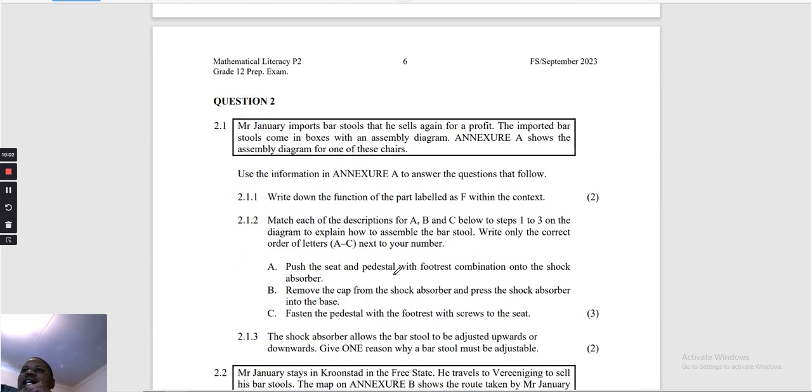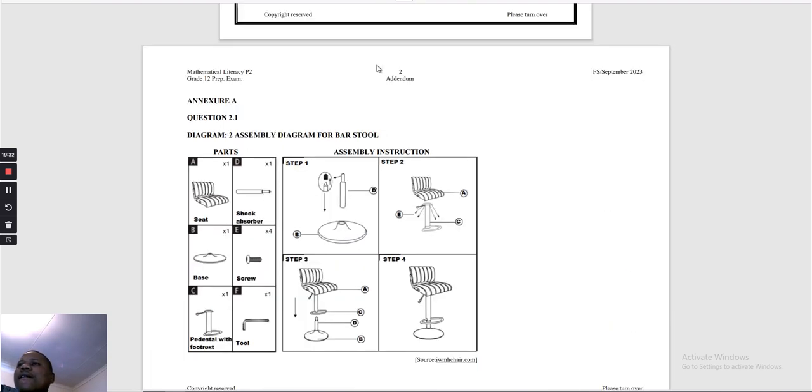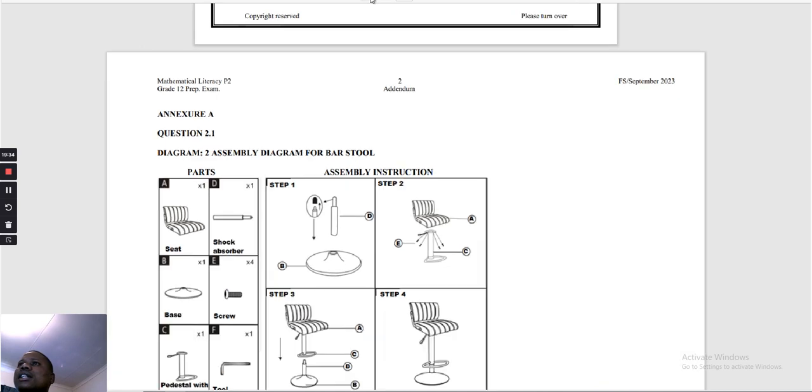They say Mr. January imports a bar stool that he sells again for a profit. The imported bar stool comes in a box with an assembling diagram. Annexure A shows the assembling diagram for one of those chairs. Use the information in Annexure A to answer the questions that follow. Okay. There we have it. That is Annexure A.